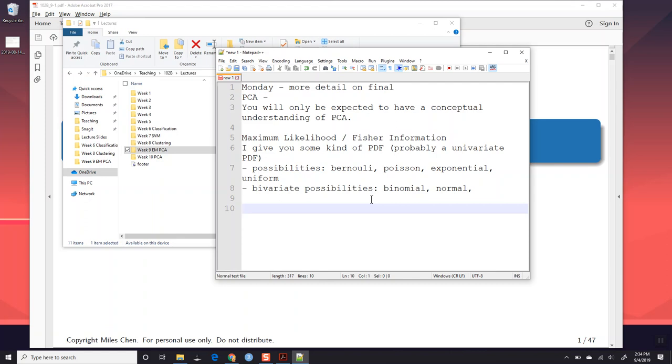So anyway, I'll give you some data. If it were exponential, I might say the first event's waiting time was 30 minutes, or 0.5 hours, then 1.2 hours, and then 0.1 hours between events, like how long you had to wait between customers coming to your window. Then based on that, what is the maximum likelihood estimate for the rate parameter? Which is easy. And then I'll ask for the Fisher information related to that.